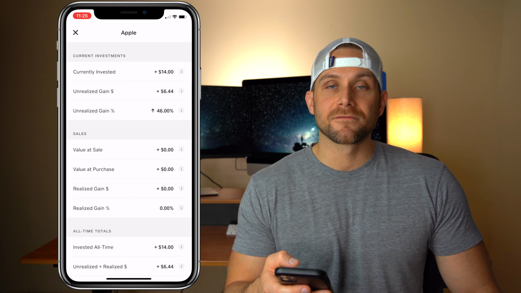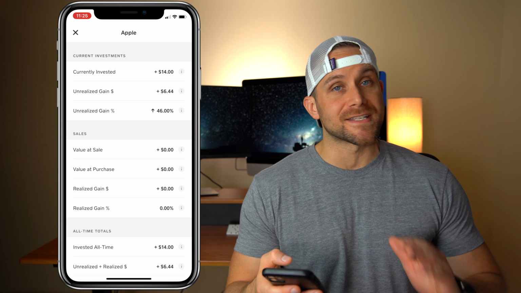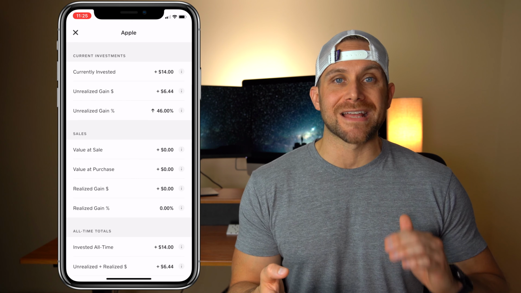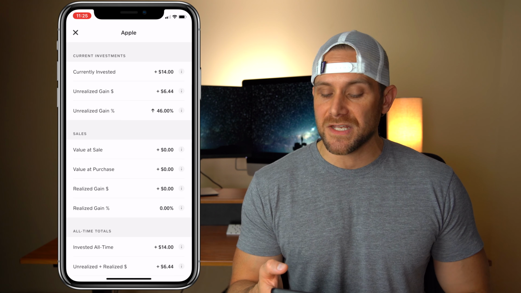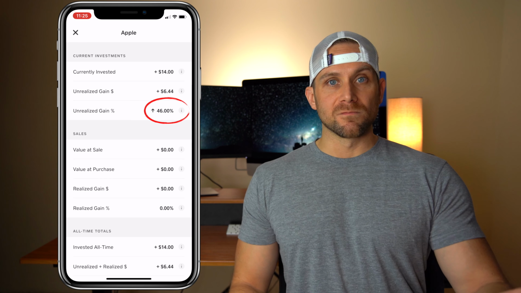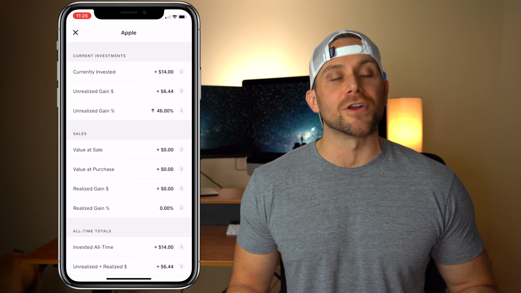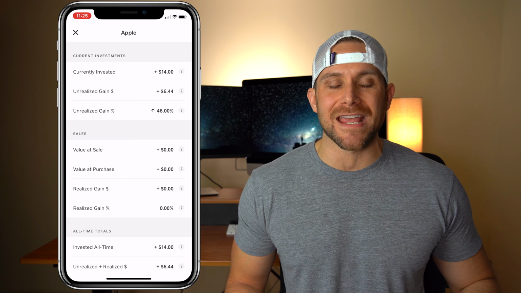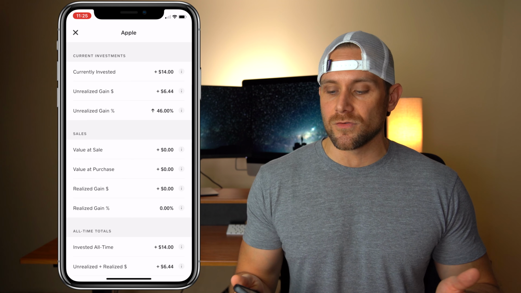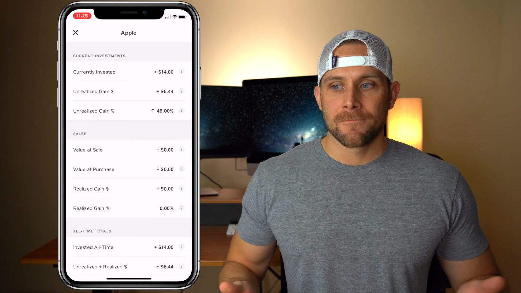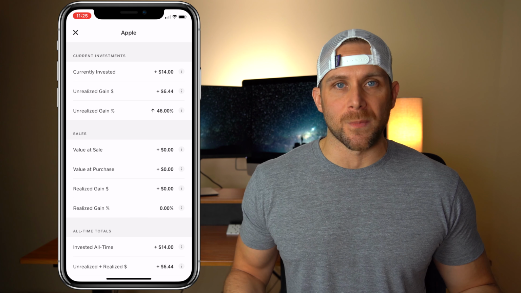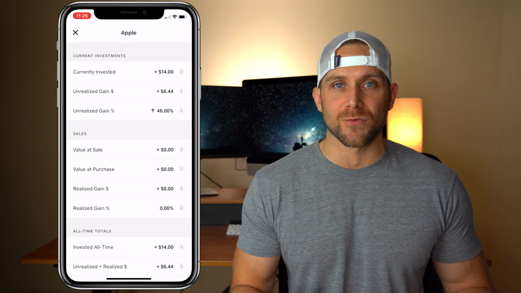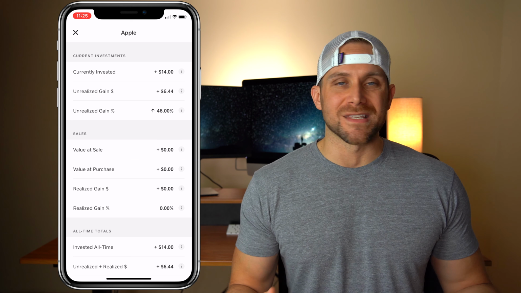So currently invested $14, as we said. Unrealized gains, remember, because I haven't sold yet, $6.44, which comes out to unrealized gains on a percentage basis, 46%, which, remember I told you, 7% is pretty darn good. That's what you want to be aiming for. But anything above that is amazing. 46% is insane. Now, over the long term, you're going to want to see those larger gains over a 5, 10, 20, and 30-year period. You should be expecting that. But this is really good in the short term, especially because I haven't owned Apple stock for that long. I'm talking maybe 6 months or so.